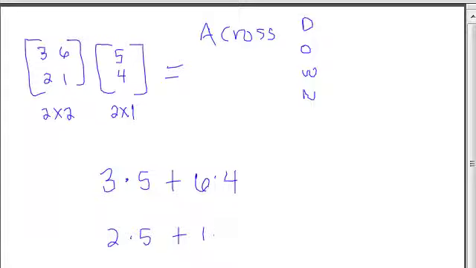The 3 times the 5 is 15. The 6 times the 4 is 24. You're going to get 39. Over that, 2 times 5 is 10, and 1 times 4 is 4, which gives 14. We multiply across 3 times 5, 6 times 4, and then 2 times 5, 1 times 4. We multiplied across and down. If you have any questions, please be sure to ask your online teacher.